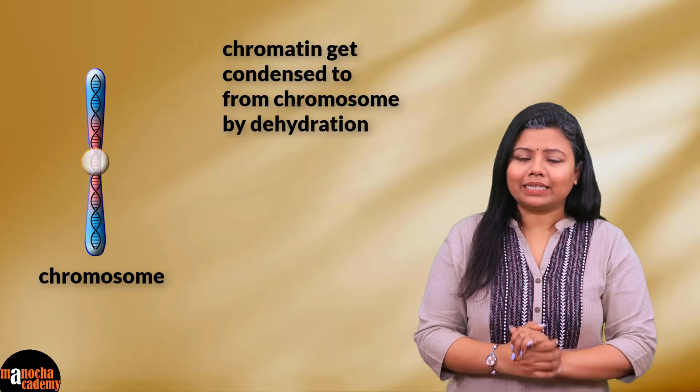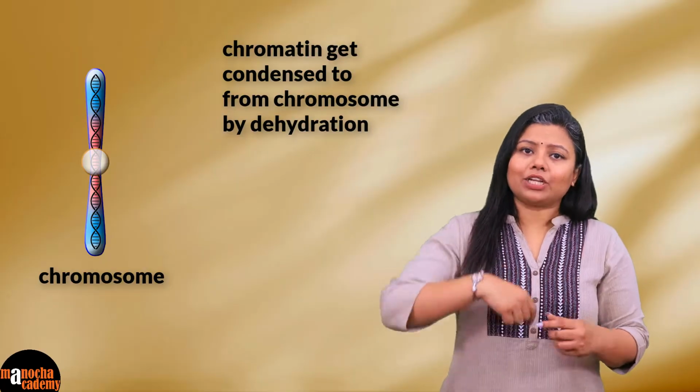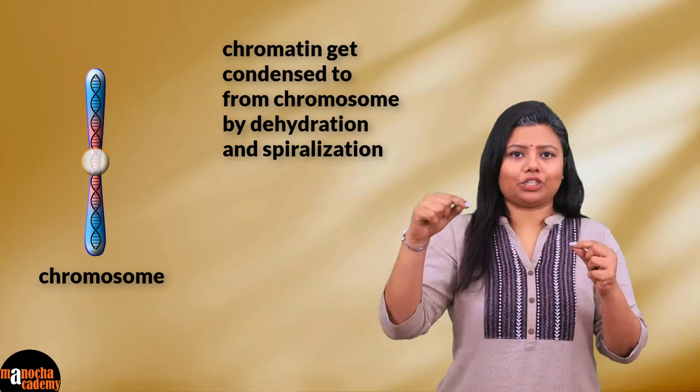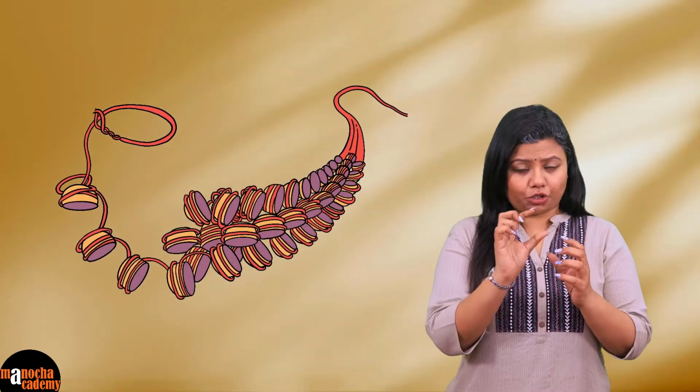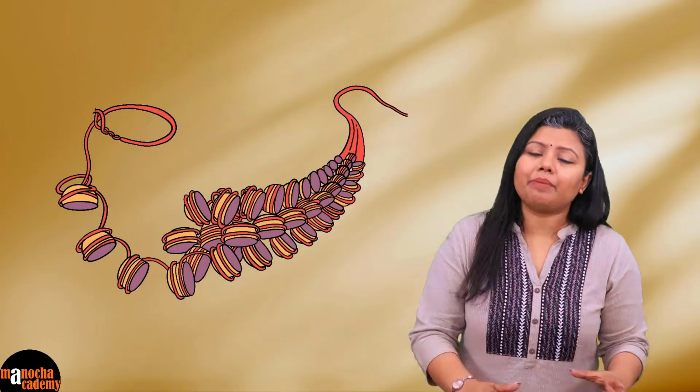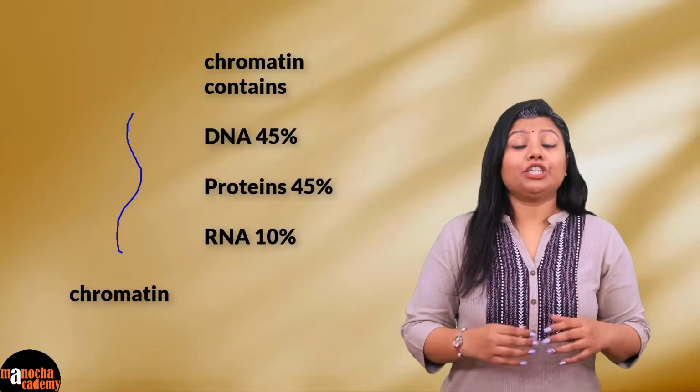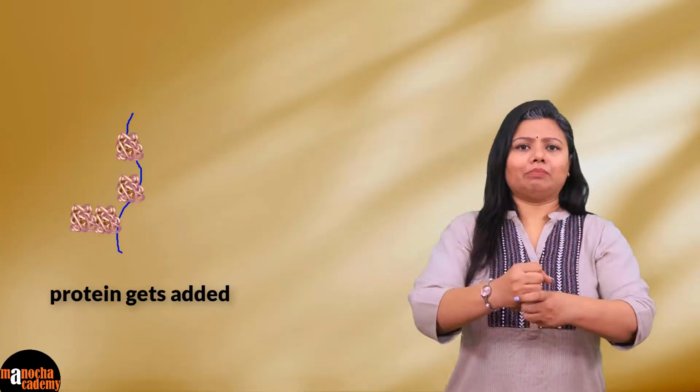Why do they become condensed, or how do they become condensed? They become condensed by losing water, that is dehydration, and by coiling or spiralization. Imagine you have taken a thin thread and coiled it around something. It becomes shorter but thicker. The same thing happens to the chromatin. The chromatin already contains DNA, protein and RNA. During cell division, more protein comes in and the chromatin threads coil around it to form thicker rod-shaped structures known as chromosomes.